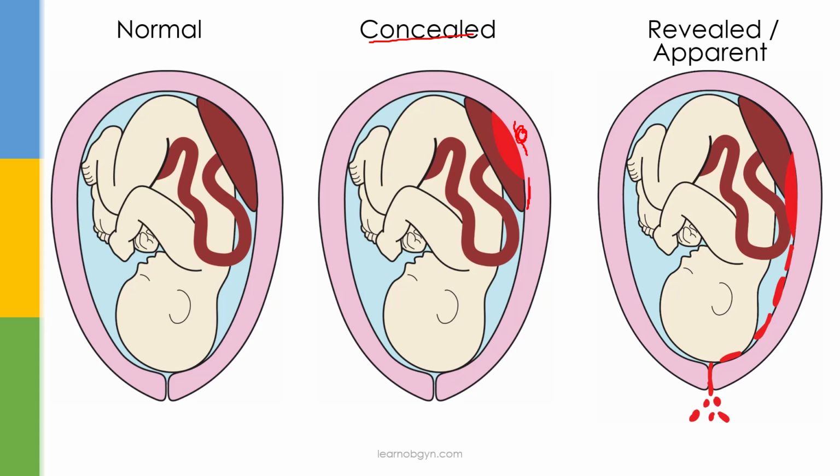However, she is still losing blood, so she is still at risk for the other symptoms, including pain, irritability, DIC, shock, non-reassuring fetal heart tracing, and potentially IUFD. The other case is with a revealed, also sometimes called apparent, bleed.